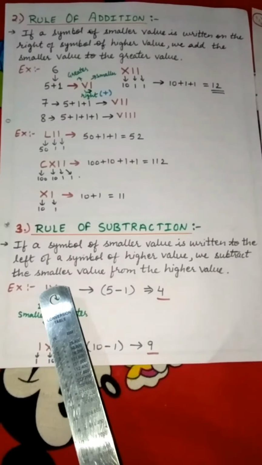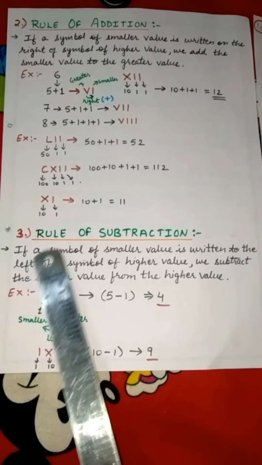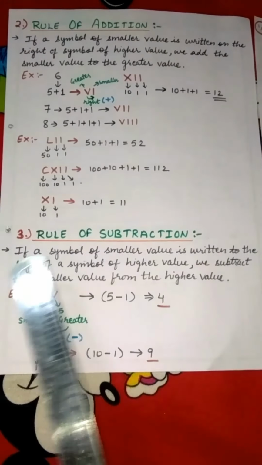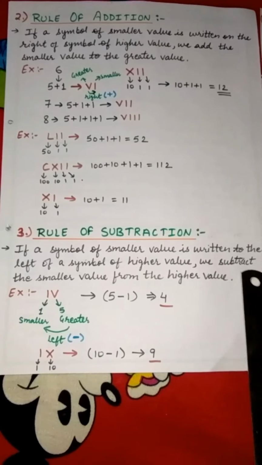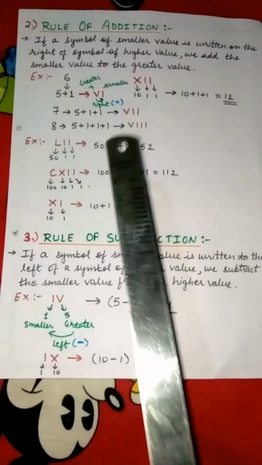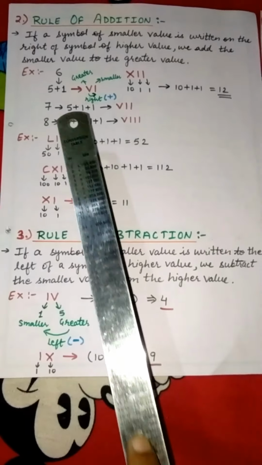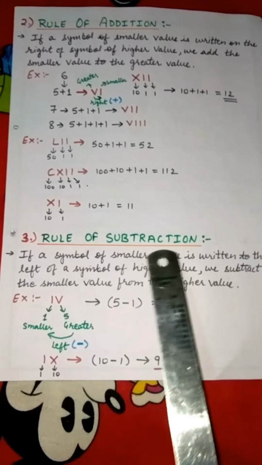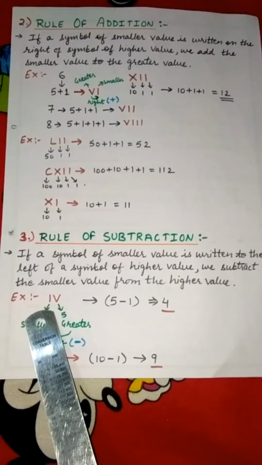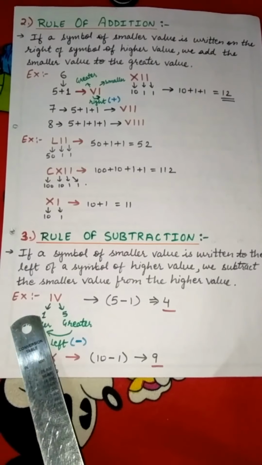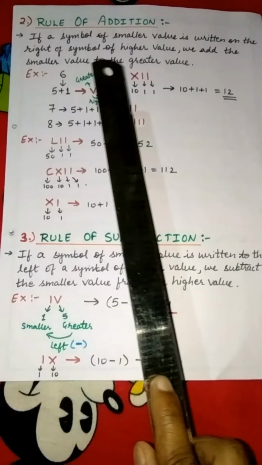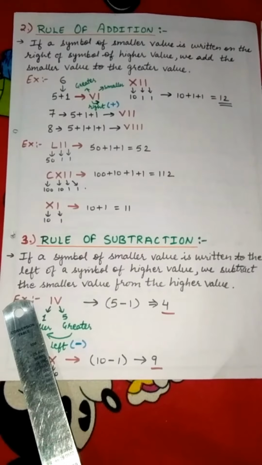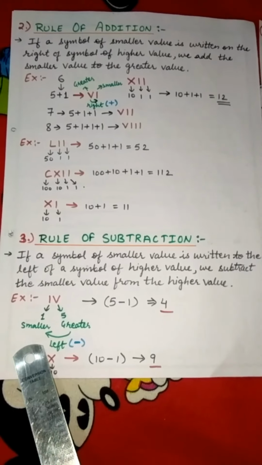Now we will understand symbol of subtraction. Rule of subtraction says that if a symbol of smaller value is written to the left of symbol of higher value, we subtract the smaller value from the higher value. This is just opposite to rule of addition. In rule of addition, whatever was written on the right, we were adding. But in rule of subtraction, if the smaller symbol is written on the left of greater symbol, it is subtracted. In addition, if the symbol was written on the right of greater symbol, it was added. And in subtraction, if the symbol is written on the left of the greater value, then it is subtracted.